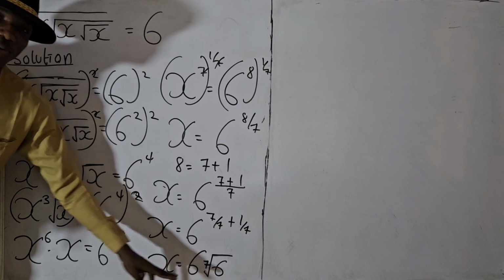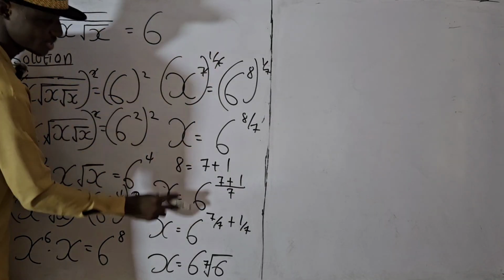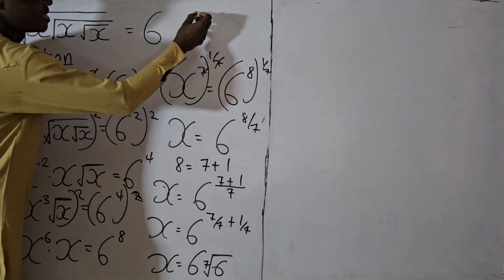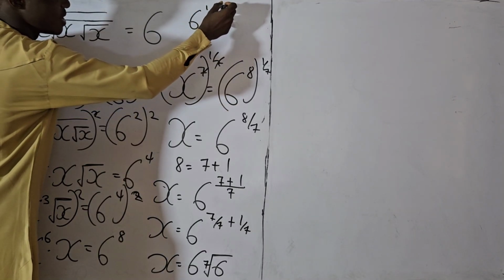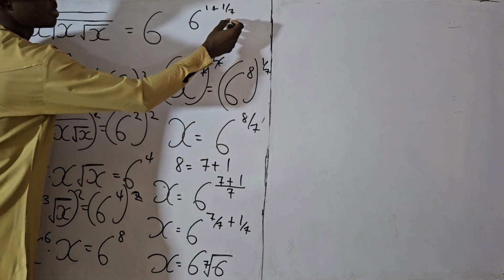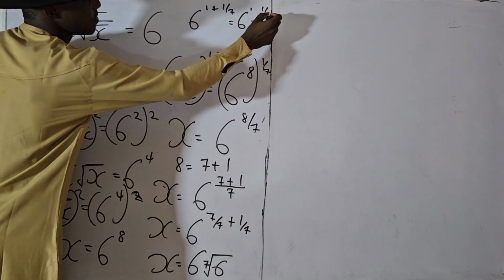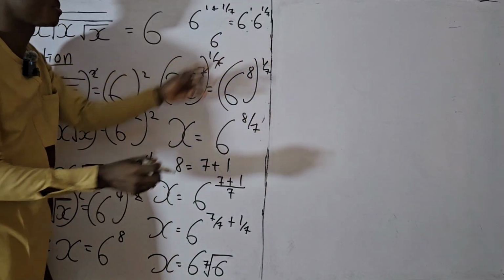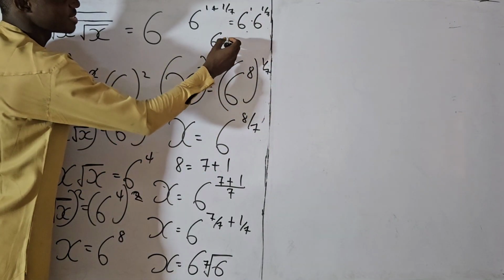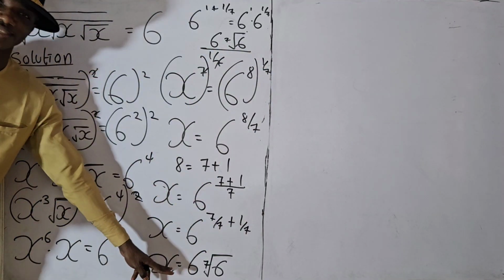If you are wondering how I obtained this answer, see, when you get to this point, you're going to have 6 raised to the power of 7 over 7 plus 1 over 7. That is 6 raised to the power of 1 plus 1 over 7, which can be written as 6 raised to the power of 1 multiplied by 6 raised to the power of 1 over 7. And 6 raised to the power of 1 is 6. And 6 raised to the power of 1 over 7 is the 7th root of 6. That is how I obtained this answer, okay?